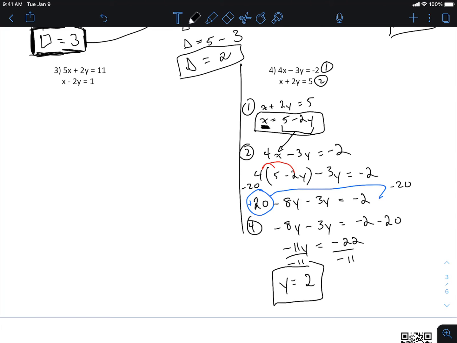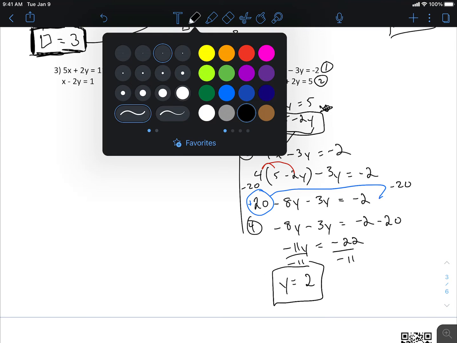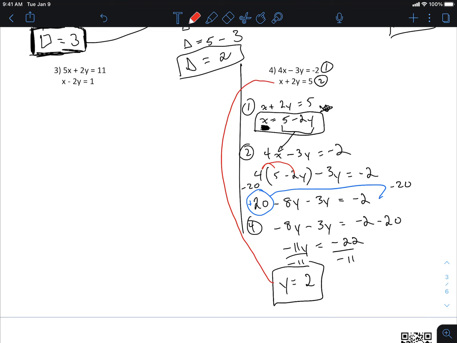Once you've got y equals 2, don't forget about this box you had up here, because it told you what x was going to be. So you just take it and you plug it in. I'm going to use a different color so you can see. I'm going to take y equals 2 and plug it right in where the y is. So x is going to equal 5 minus 2y. X is going to equal 5 minus 2 times 2, which is 5 minus 4. That's it. You're done.